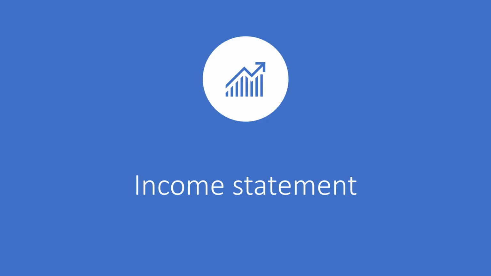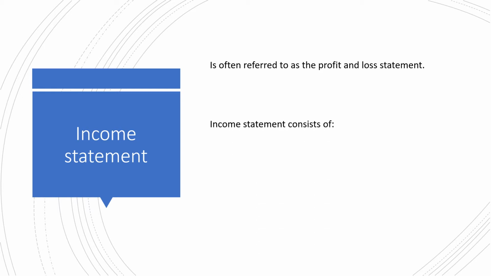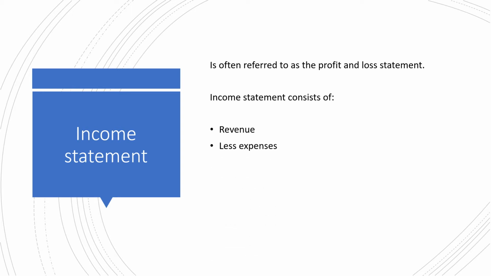The income statement. The income statement is often referred to as the profit and loss statement. It is designed to show how much an organisation has earned during the period, either monthly or yearly. The income statement consists of revenue less expenses to provide a profit or loss. Not-for-profits tend to call this profit surplus and the loss a deficit. Then you add on any other income and less any other expenses to give you a net profit.